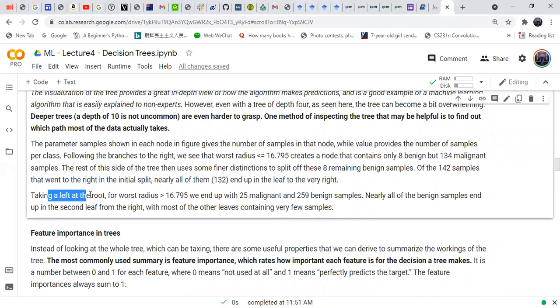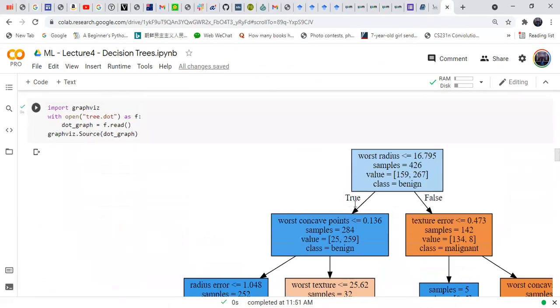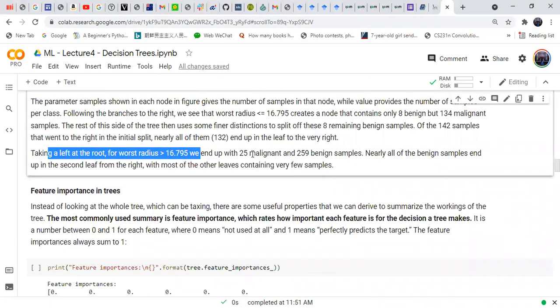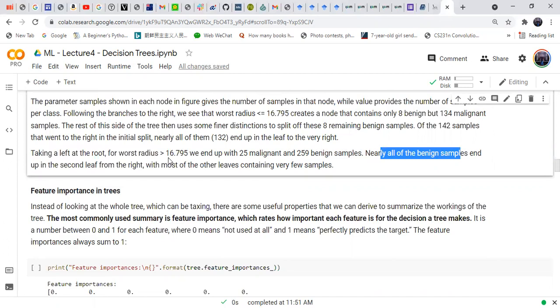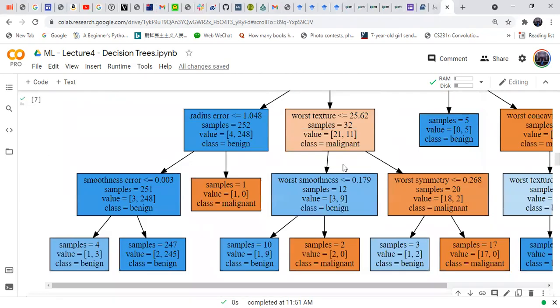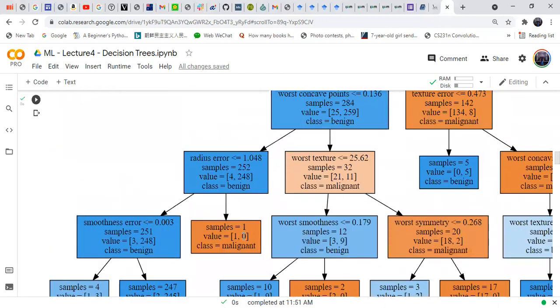Taking a left at the root, where worst radius is less than 16.795, we end up with 25 malignant and 259 benign samples. Nearly all the benign samples end up in the second leaf from the right, with most of the other leaves containing very few samples. Here is one malignant, so this ends up with the leaf node.